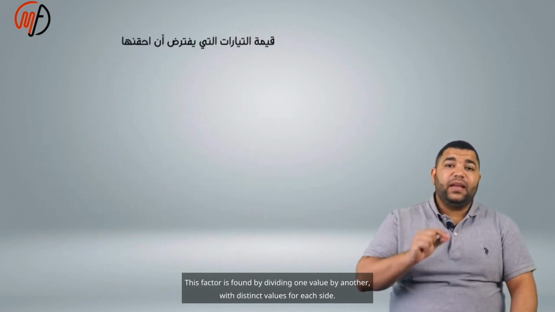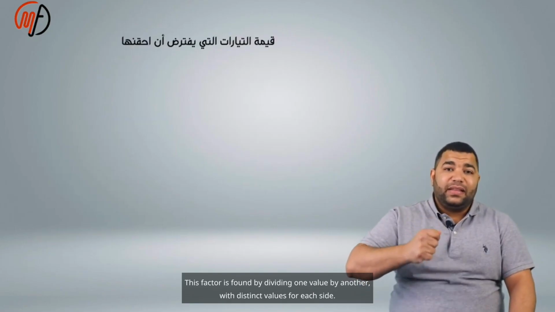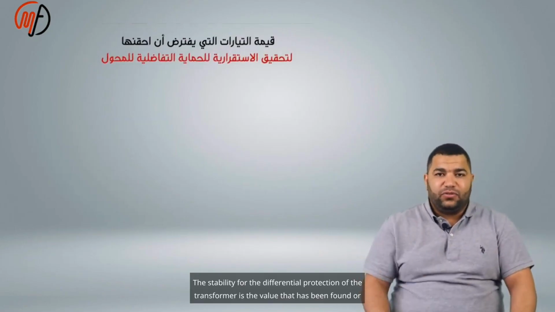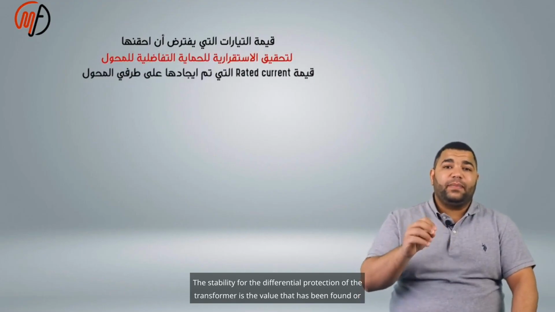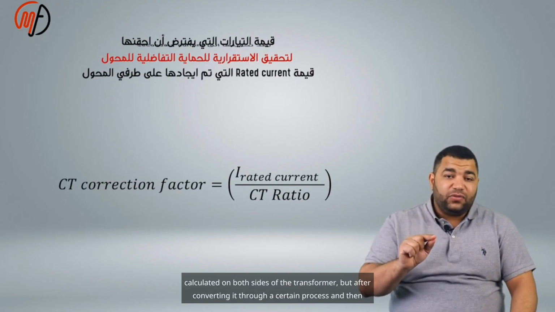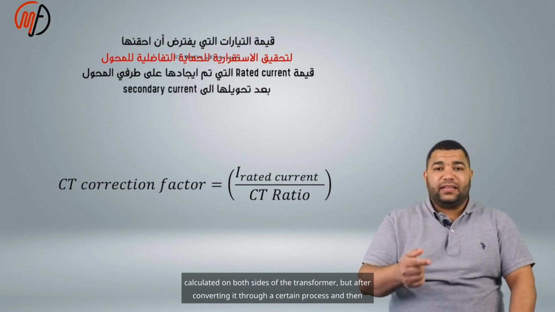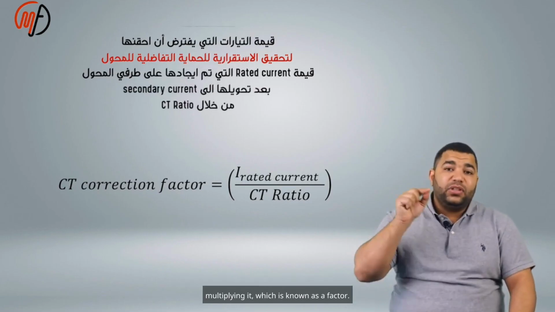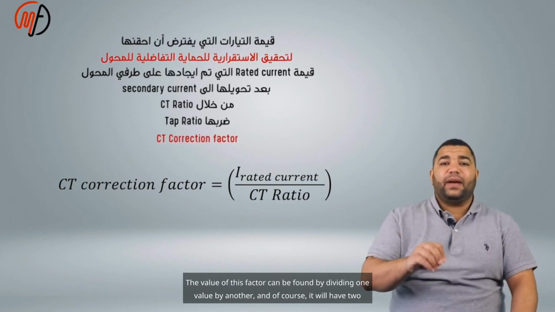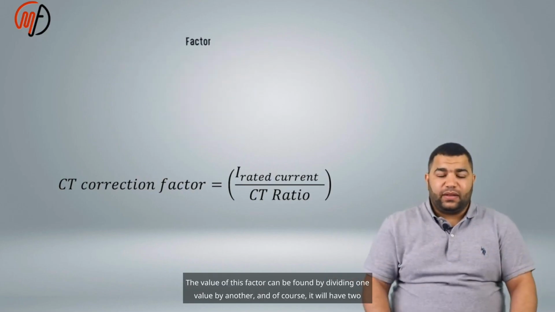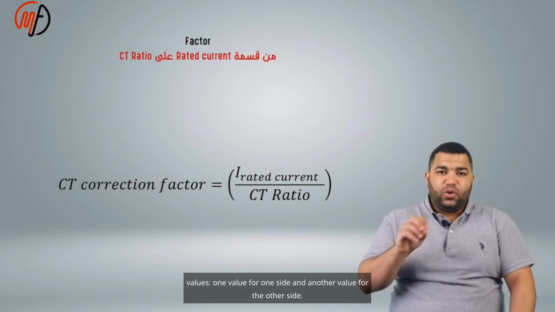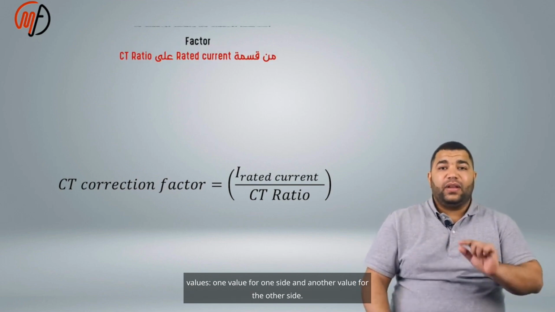This factor is found by dividing one value by another with distinct values for each side. The stability for the differential protection of the transformer is the value that has been found or calculated on both sides of the transformer, but after converting it through a certain process and then multiplying it, which is known as a factor. The value of this factor can be found by dividing one value by another, and of course it will have 2 values, one value for one side and another value for the other side.